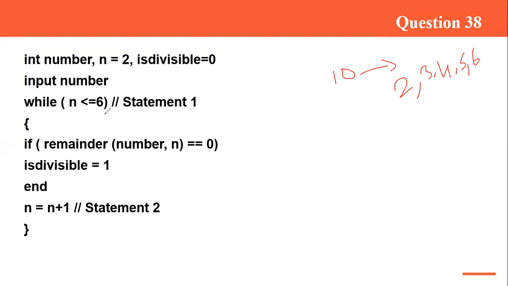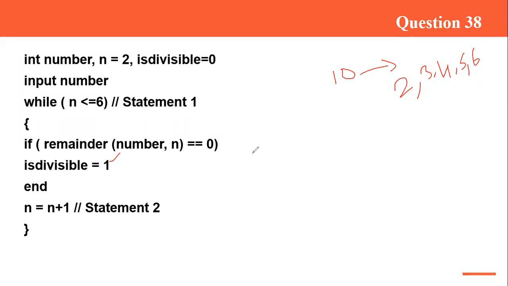Now, what have they written? They have written a code like this. N less than or equal to 6. That means 2 less than or equal to 6, true. Enters inside. Number is 10. Remainder of 10 comma 2. What is the remainder of 10 divided by 2? 0. It is true. As it is true, you will enter inside. Make E is divisible as 1. So E is divisible became 1. Initially it was 0. Now it is 1.